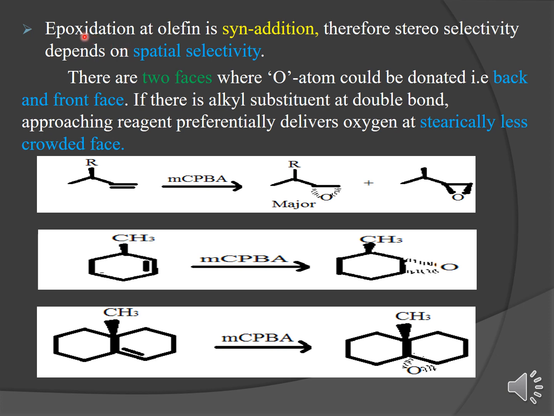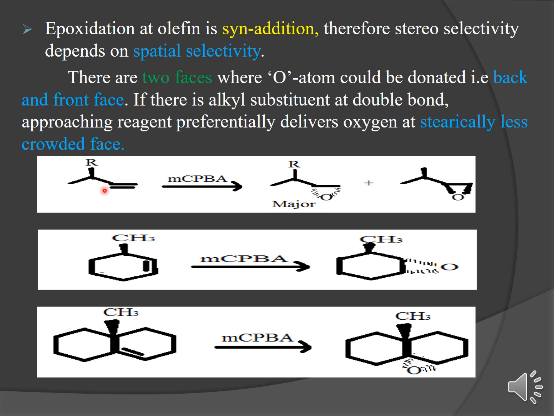Here, the epoxidation of the olefin is an addition, and hence it depends on spatial selectivity. Whatever the stereoselective reaction, it depends on spatial selectivity. There are two faces, right? It can be a front attack or a back attack. So there are two faces where the oxygen atom could be donated, the back and the front face. If there is an alkyl substituent at the double bond, the reagent preferentially delivers the oxygen at the sterically less crowded site.